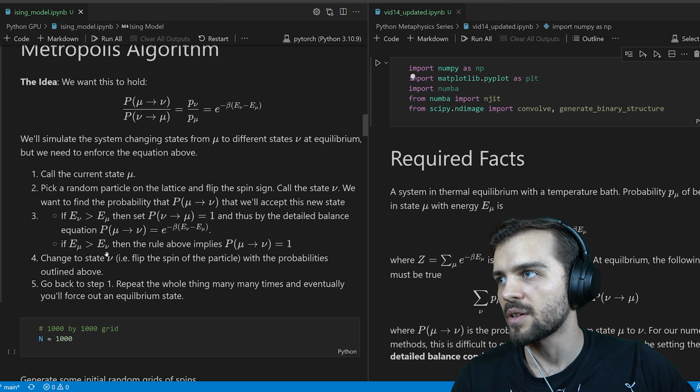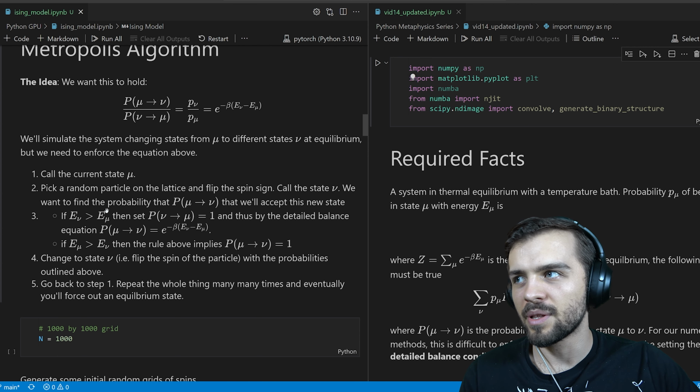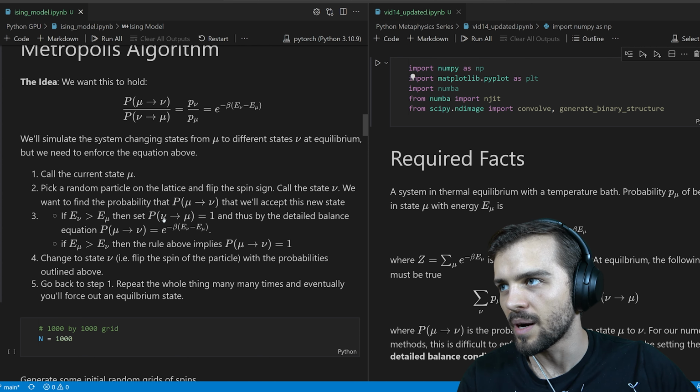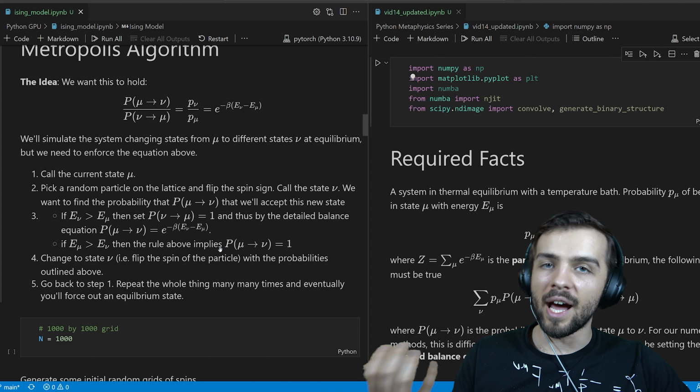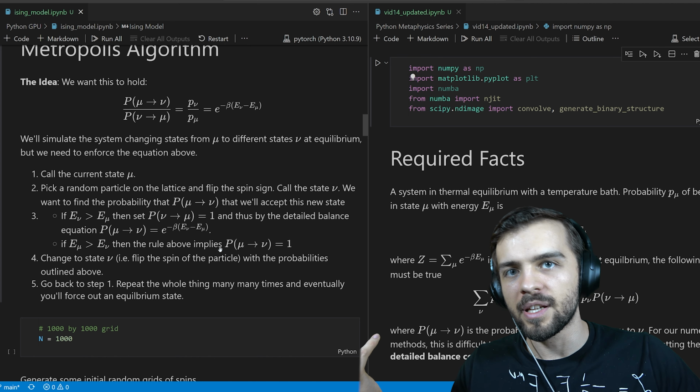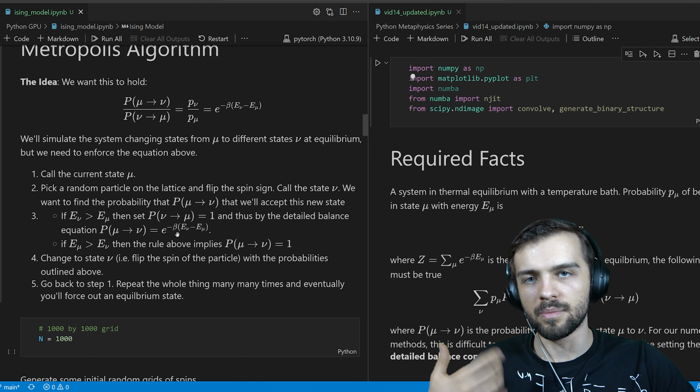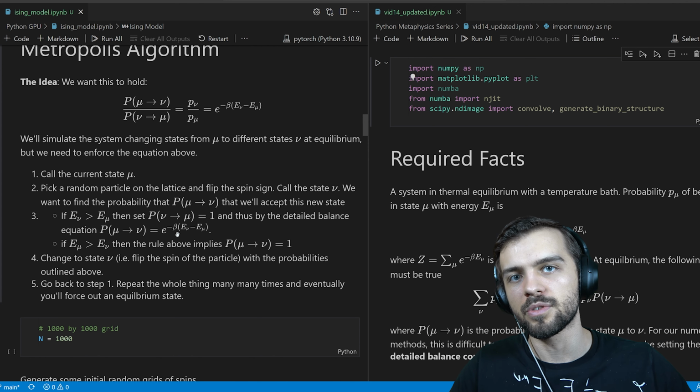So if E mu is greater than E nu, then the rule above implies that mu to nu here is equal to 1. Because remember that we stated here the probability of going from higher energy to lower energy is equal to 1. So in this case, we are going from higher energy to lower energy, from mu to nu. So because we set this above here, this needs to be true here. So we have our probability of changing states. We start with initial spins, we adjust things, and then we accept them with the following probability. So we basically form a basic Monte Carlo simulation.